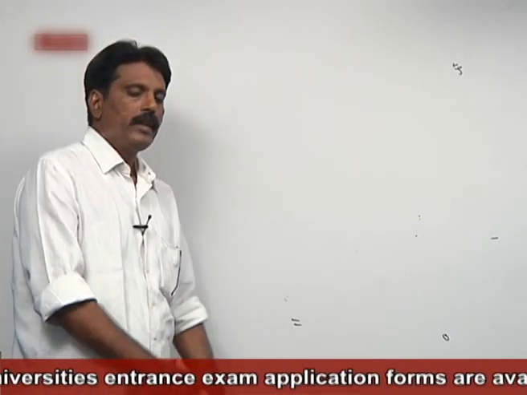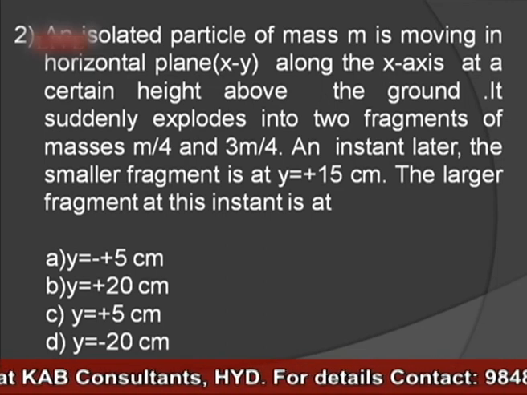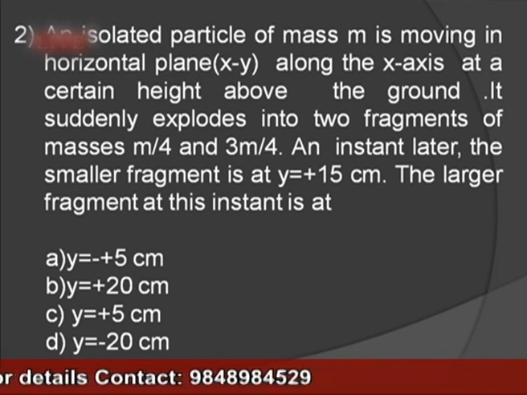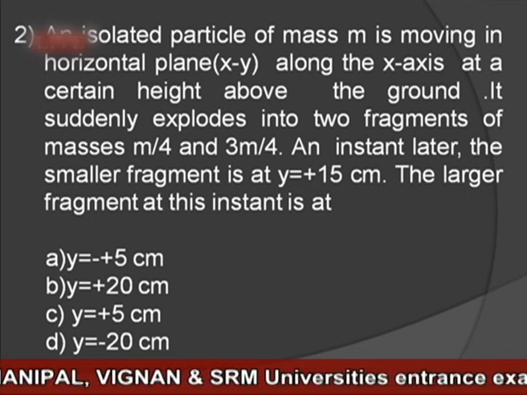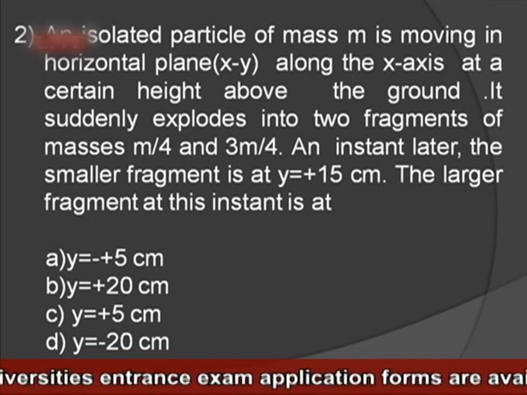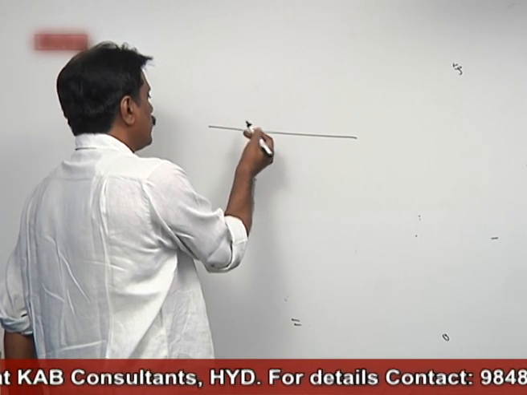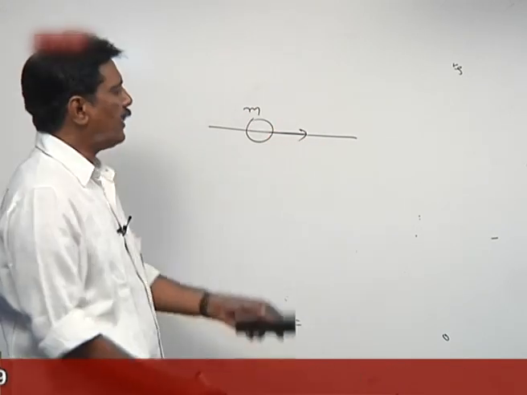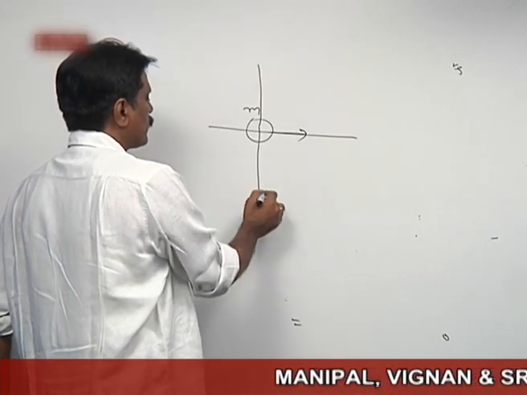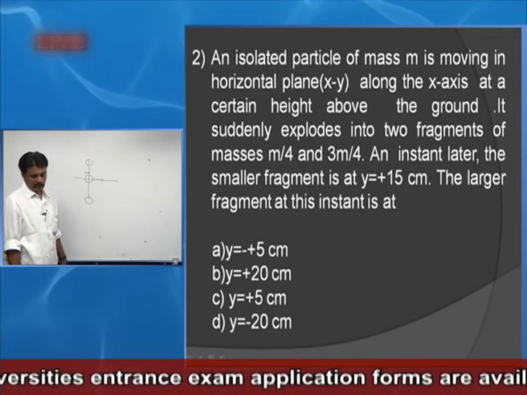Now, take this example. An isolated particle of mass m is moving in a horizontal plane along the x-axis at a certain height above the ground. It suddenly explodes into two fragments of masses m by 4 and 3m by 4. Actually, a body of mass m is moving along x-axis. Suddenly it explodes into two fragments like this. One is m by 4, another is 3m by 4.